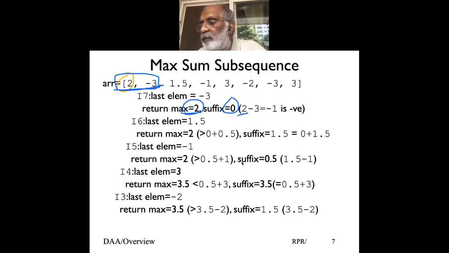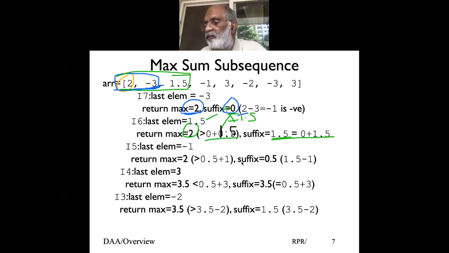Now use the solution of these two elements and look at my third element, which is 1.5. My suffix is 0 so far. So if I add 0 plus 1.5, suffix becomes 1.5. Now, my previous max is 2, but if I add suffix... sorry, this should not be 0, let me correct it. My last suffix is 0. 0 plus 1.5 is 1.5, which is less than 2. So that means for the sequence of 3 elements, max still remains 2.